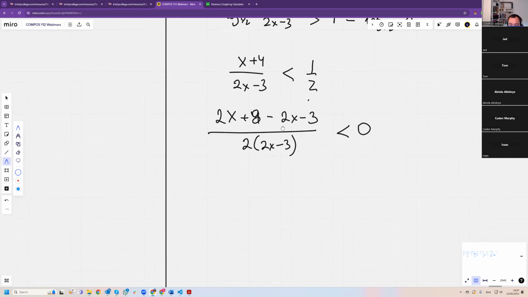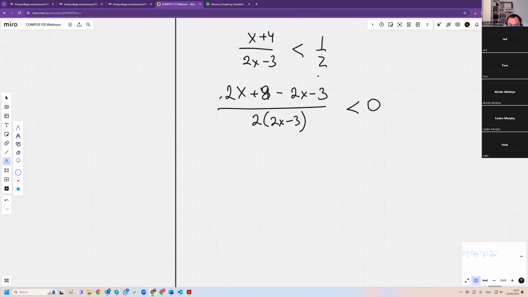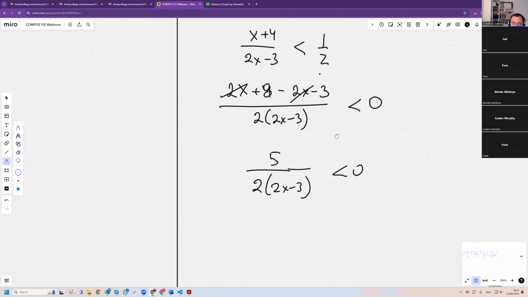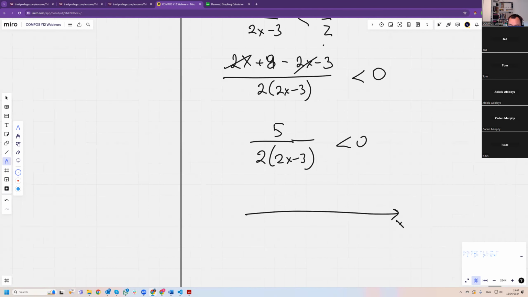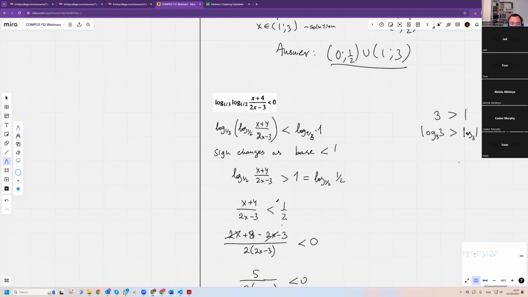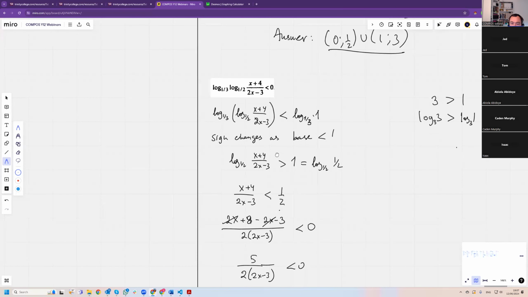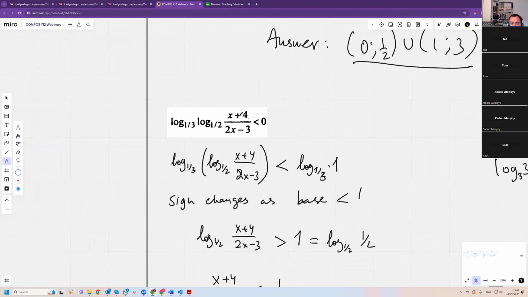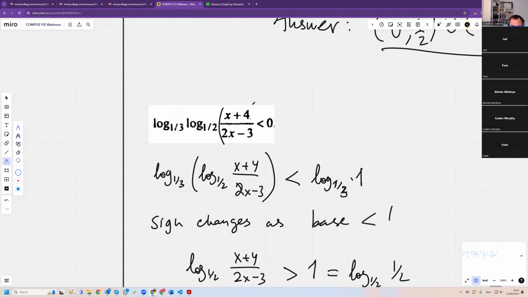And yeah, then we just use this standard method. So 2x cancels, interesting. So it's going to be 5 over 2x minus 3 less than 0. So that's a single critical point, 3 over 2. And now, do we have any limitations? Yes, we do have a limitation. The fraction itself cannot be negative because you can't take a log of a negative number.